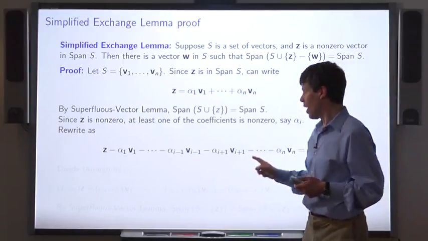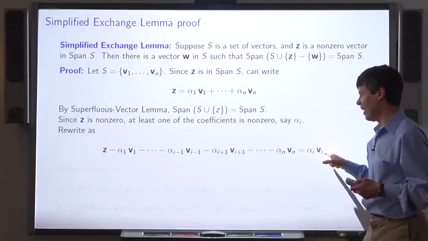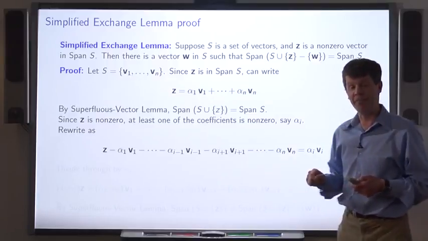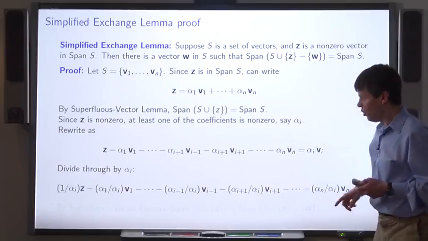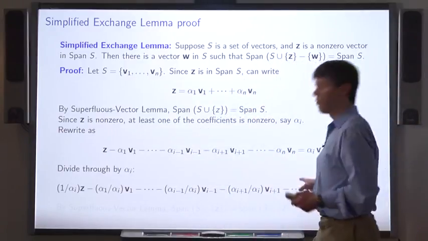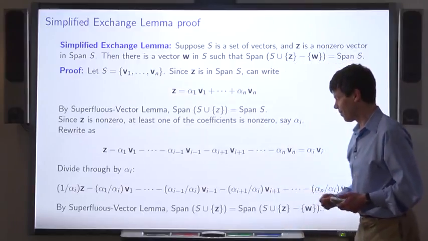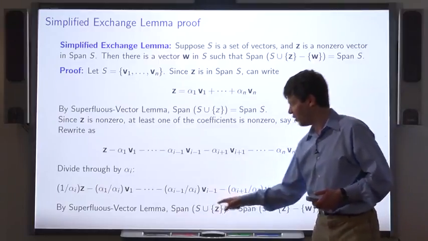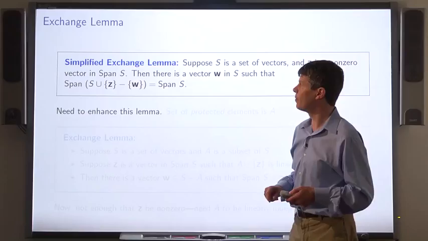Well, we can rewrite this by moving everything over except for alpha i times Vi. And now we divide through by alpha i, which is guaranteed to be non-zero. And we manage to represent Vi as a linear combination of all the other vectors. Using the superfluous vector lemma, therefore, the span of S with Z is the same as the span of the set S with Z but not W. And that proves this simplified exchange lemma.